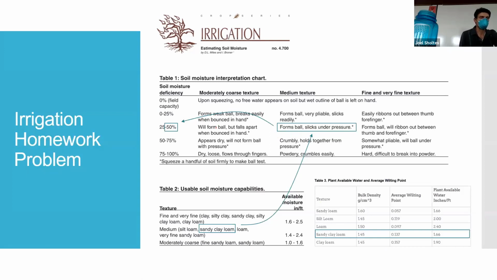Then we can look at another table, and I gave you all these tables. The plant available water and average wilting point for your sandy clay loam, in units of inches per foot. Your wilting point is 0.137 inches per foot. The plant available water under field capacity is 1.66. So this is the maximum amount of water you can have. And we just determined that you're at about 50%.